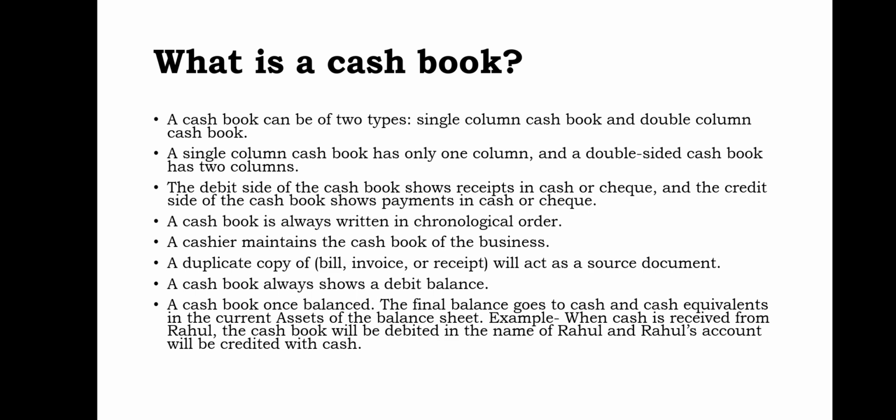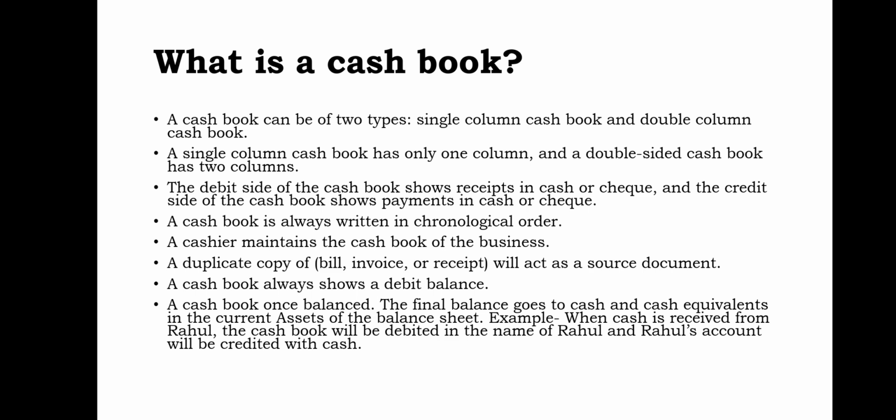Now, this question is of very vital importance. Why? Because a cash book always shows a debit balance because you cannot pay somebody more than how much you have. So, when you maintain a cash book, you have to keep in mind that you can never pay someone more than the cash you have. So, a cash book generally has a debit balance. It always persists on a debit balance.